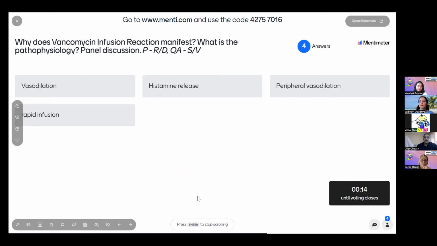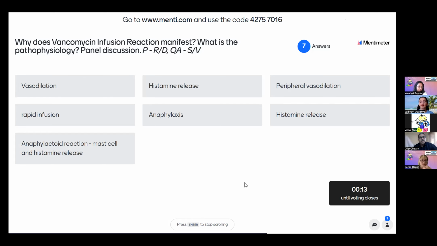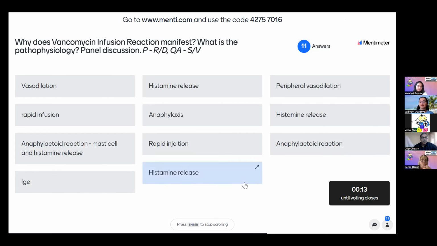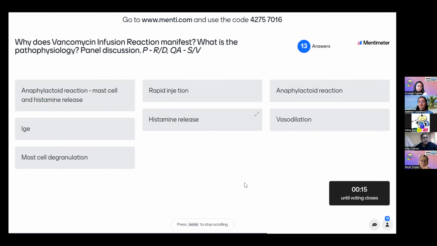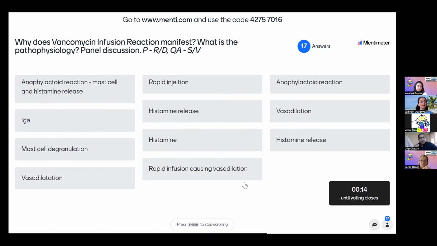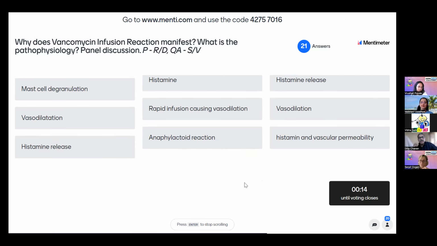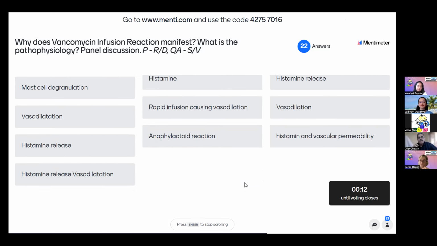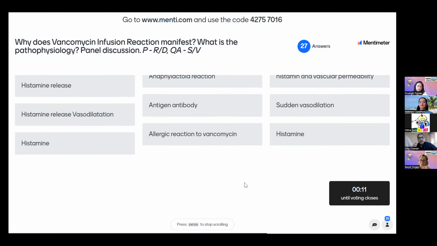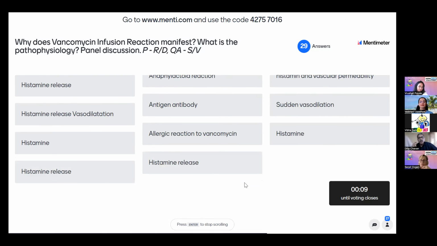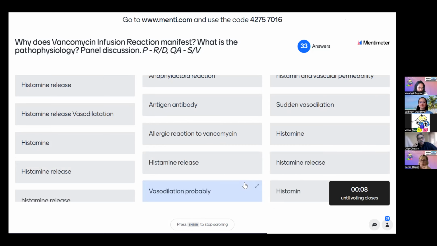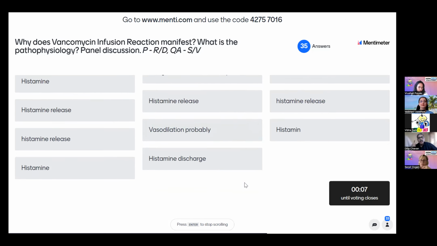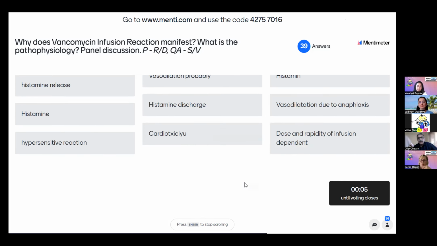Yeah, so basically most of these people have told the answer is histamine release. Histamine release is because of mast cells, and specifically it depends on how fast the vancomycin dose has been given. So it is always correlated with the dose and the rate at which it has been given.